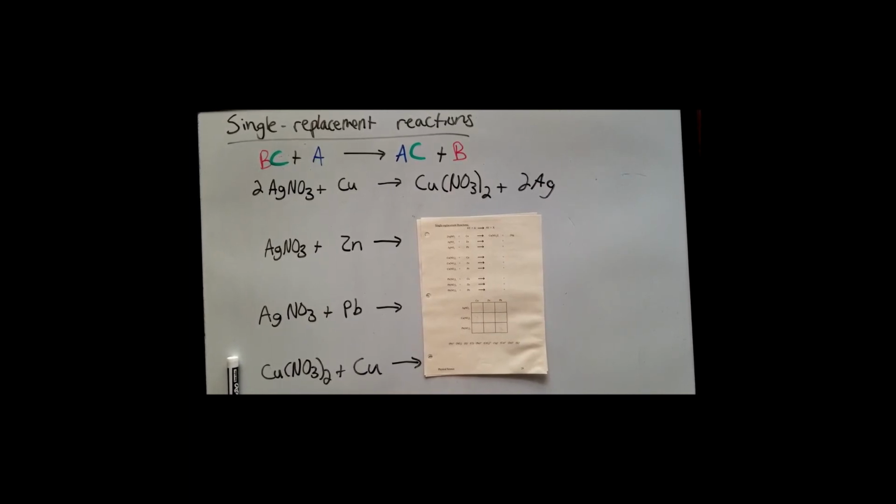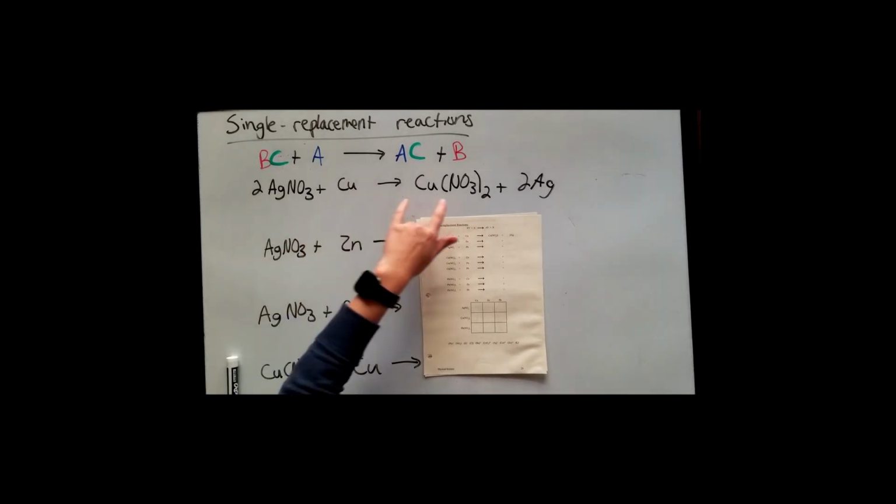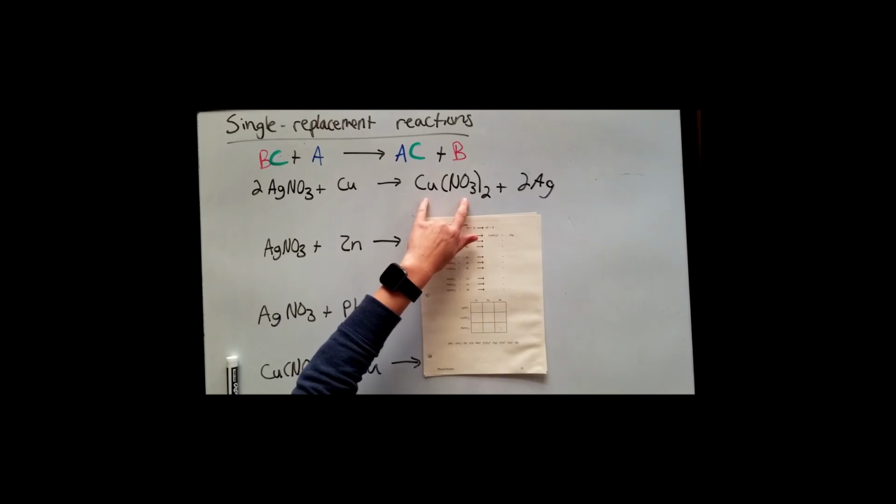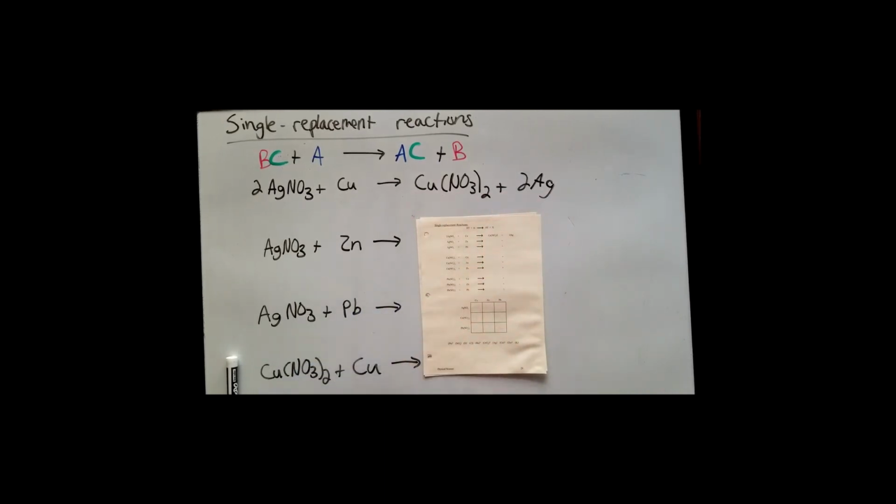So what we're going to be doing for each of these reactions is we are going to predict the products, and then we're going to balance the reaction. And the first one is already done for you. So the first one I've written bigger so you can see it. It's 2AgNO3, so silver 1 nitrate, plus copper yields copper 2 nitrate plus silver.